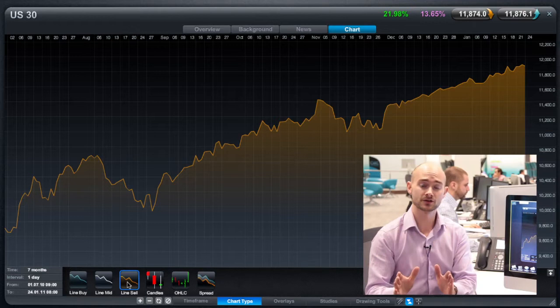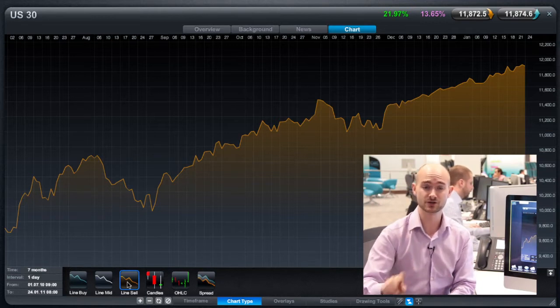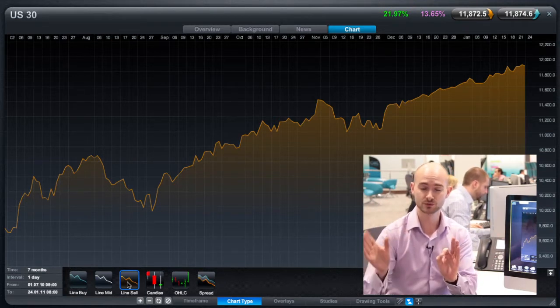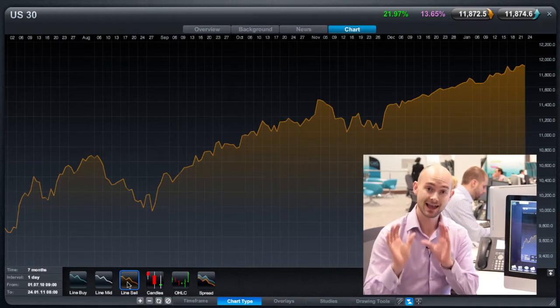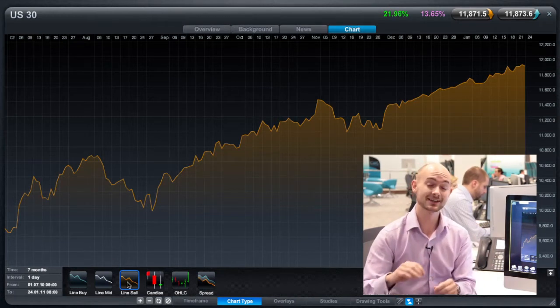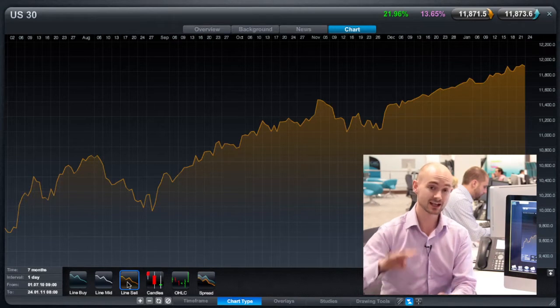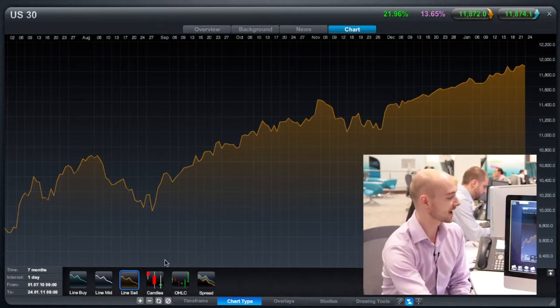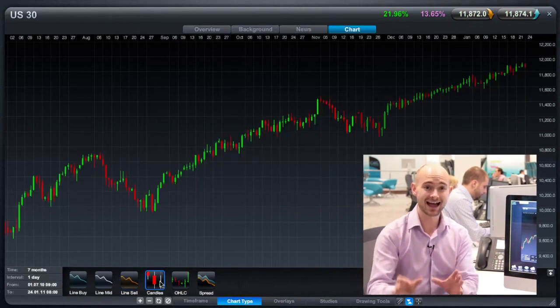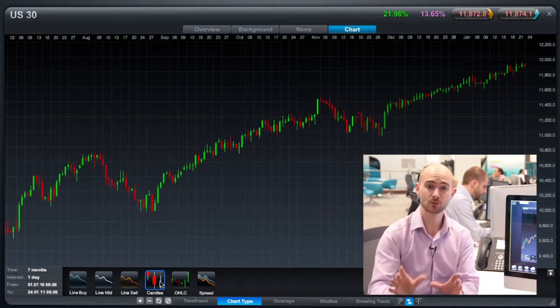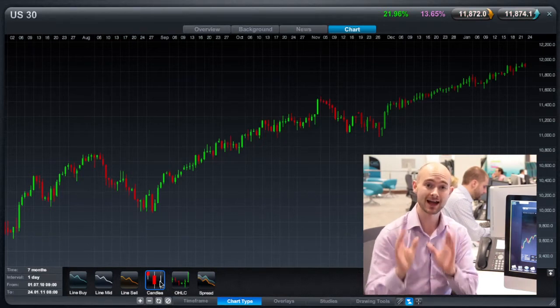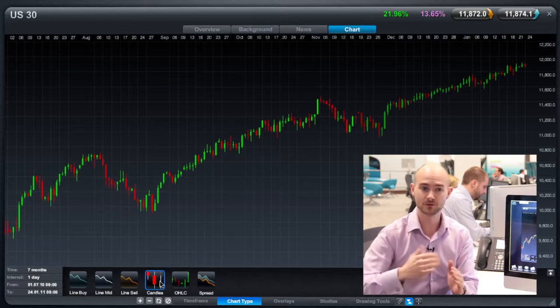Now, a line chart contains just those two pieces of information, the two closing points and a line drawn between them. However, the candlestick charts, which we're going to be looking at next, contain a little bit more exciting information. It gives you 4 pieces of information: the high, the low, the open, and the close. So right there you're getting a lot more information at your fingertips, and it allows you to more accurately identify potential support and resistance levels.